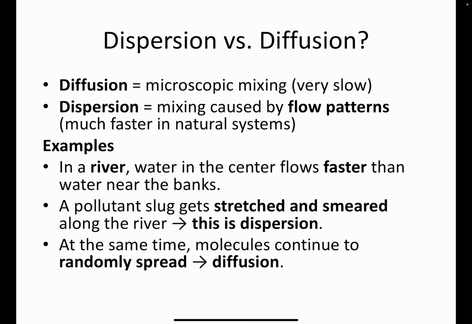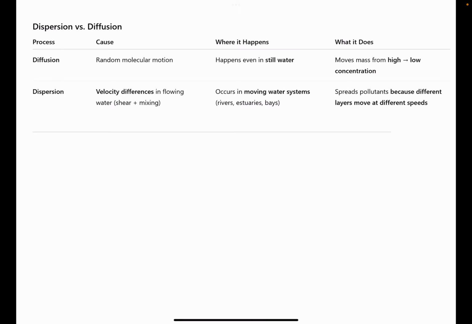Of course, there are a lot of examples. Like in rivers, water in the center flows faster than water near the banks because of friction, and a pollutant slug gets stretched and smeared along the river. This is what we call dispersion, and at the same time, molecules continue to randomly spread, and that is diffusion. If you want to compare both, diffusion is caused by random molecular motion.